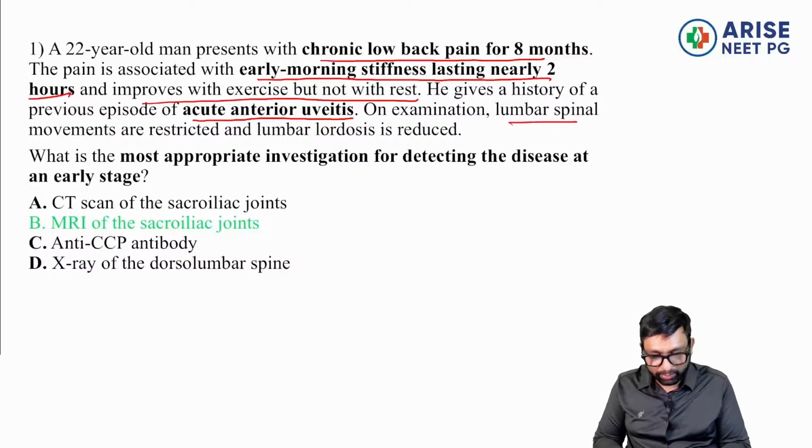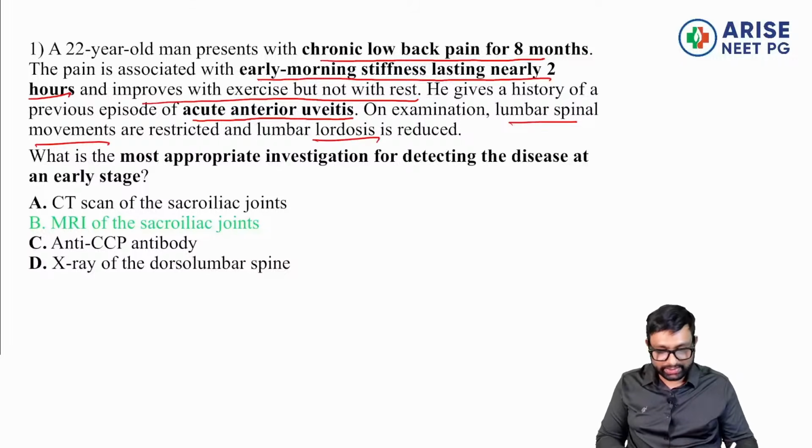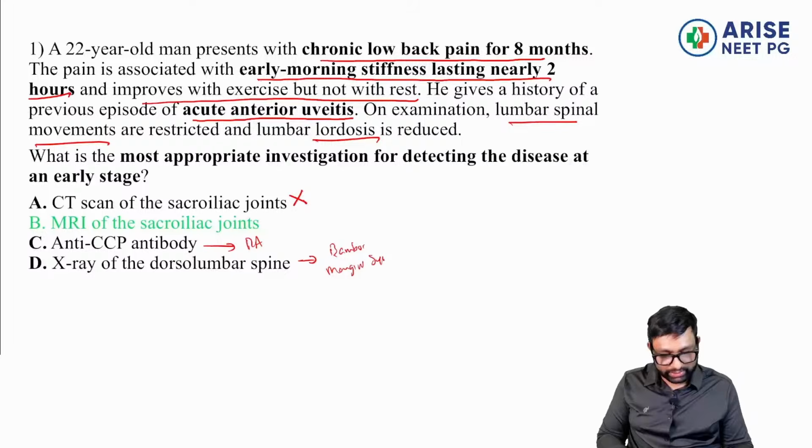So lumbar spine movements have reduced. Yes, that is expected. Lumbar lordosis is reduced. So in this, CT is not the right investigation. Anti-CCP is done for RA, rheumatoid arthritis. X-ray of the dorsal lumbar spine will give you features like bamboo spine and marginal syndesmophytes. All of these will be seen, but these are not early features.